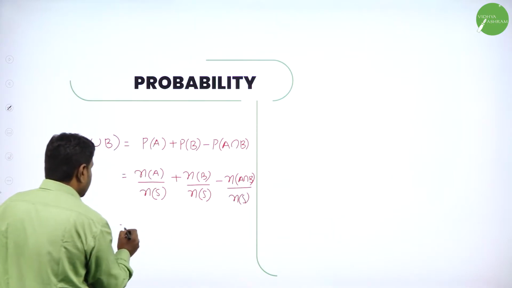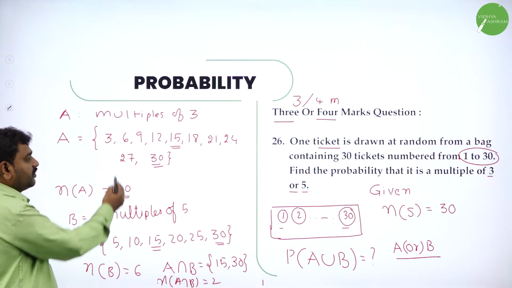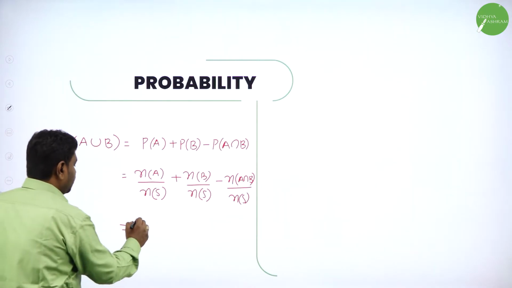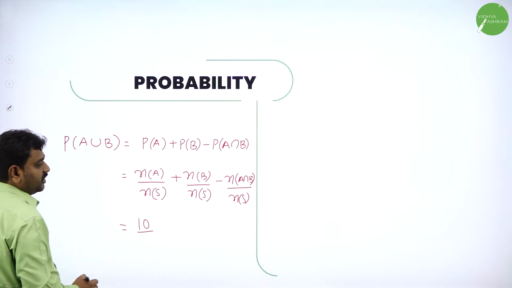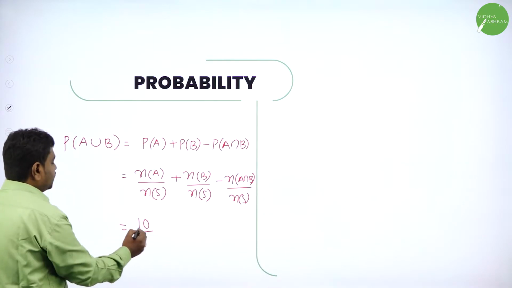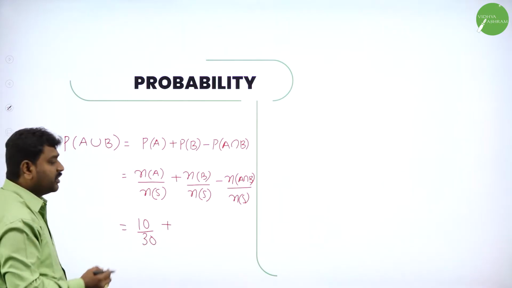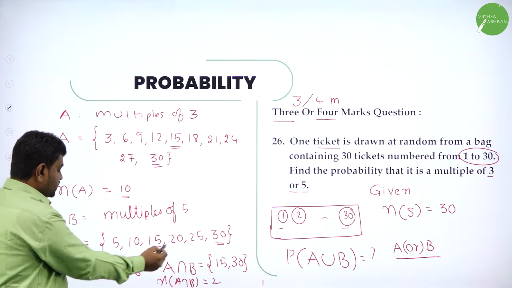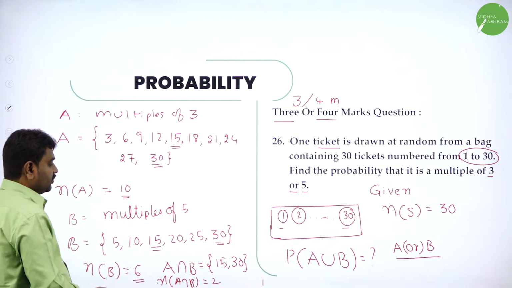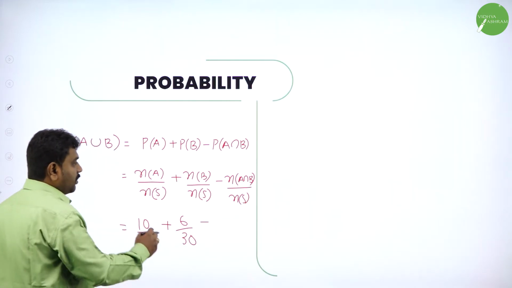So what is the probability? N of A, the number of elements in A, means multiples of 3. Total we have 10 elements, divided by the total number of elements. Total we have how many tickets? 30 tickets. So N of S is 30. Plus N of B, multiples of 5. How many multiples of 5 are there? Exactly 6. So we'll write 6 divided by 30, minus common.